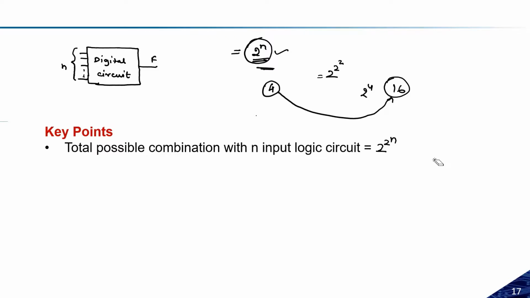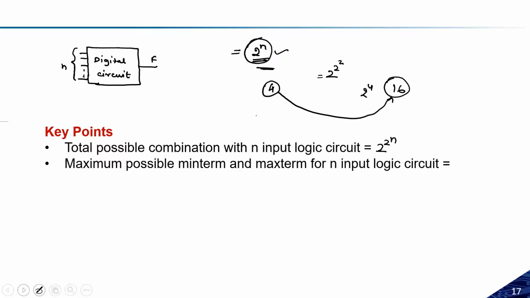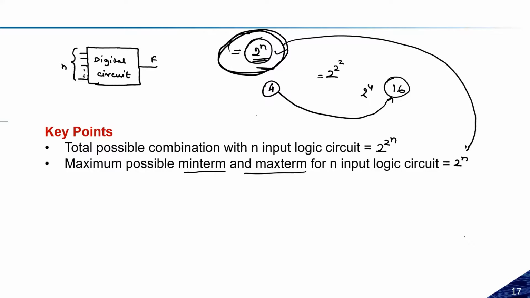Before I explain these things, I need to highlight one more key point. The maximum possible minterms and maxterms for an n input logic is what we just explained. The formula we were discussing, 2 to the power n possibilities, indicates how many maxterms and minterms are possible in any digital logic circuit if I have n inputs. It does not represent how many total possible combinations are possible. So this is the difference between these two things.